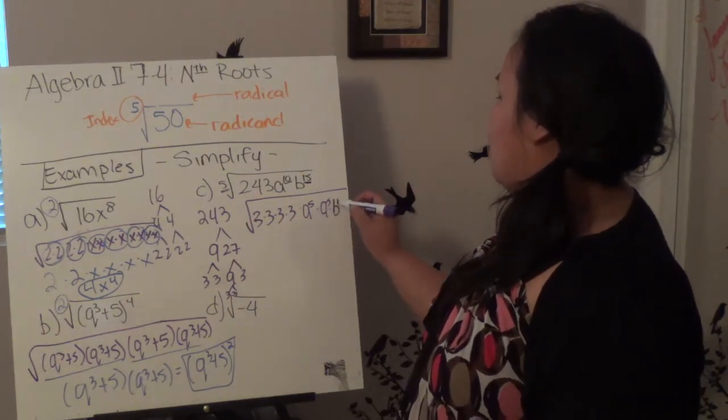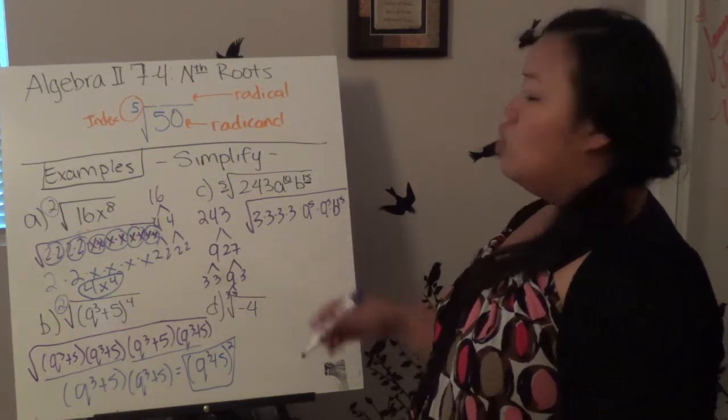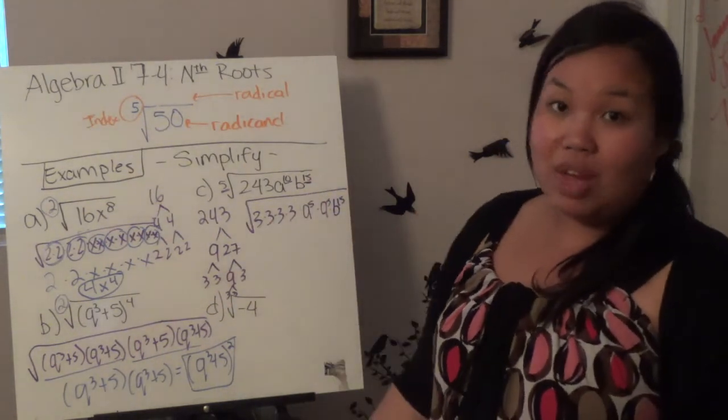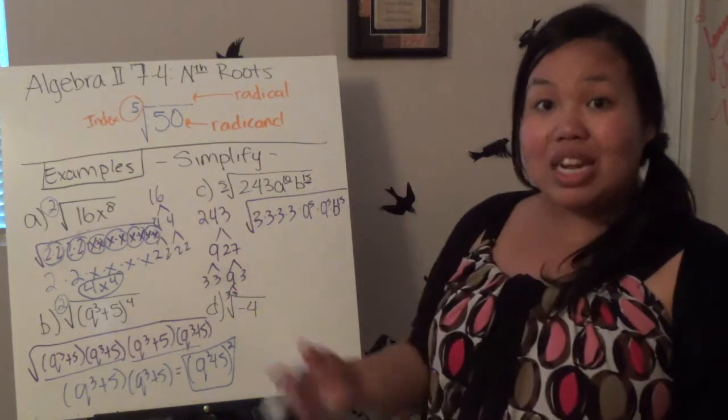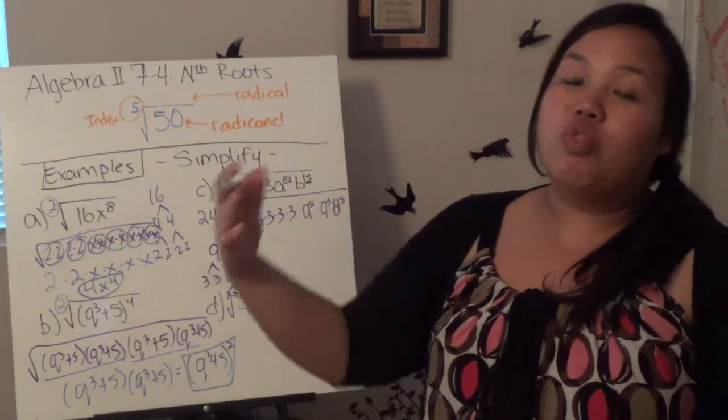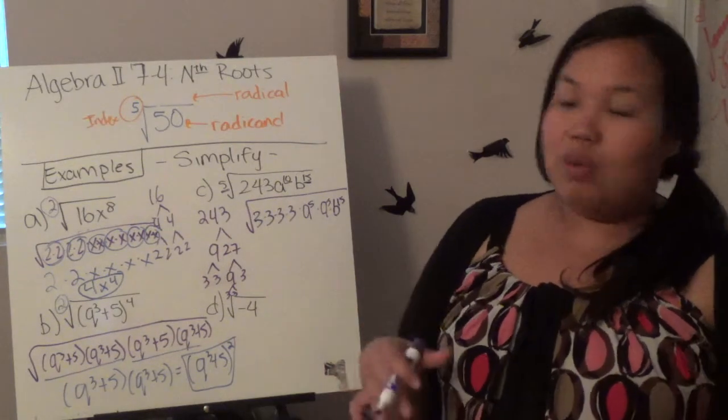And this one I have B to the 15, right? Which would be B to the 5. I ran out of room, but it's B to the 5 times B to the 5 times B to the 5. And if it was B to the 17, then I have B to the 5, B to the 5, B to the 5, and then a leftover B squared, which would be left in the radical.